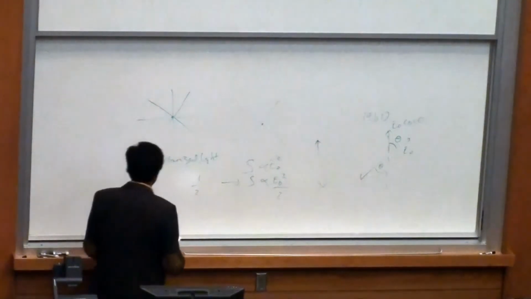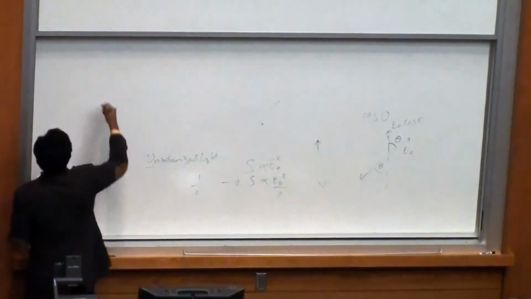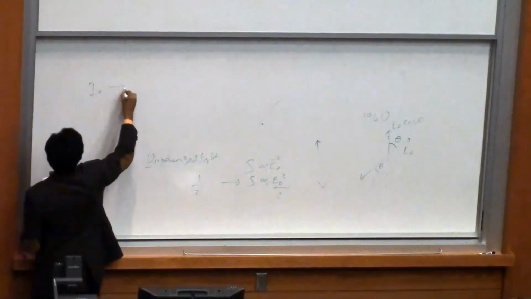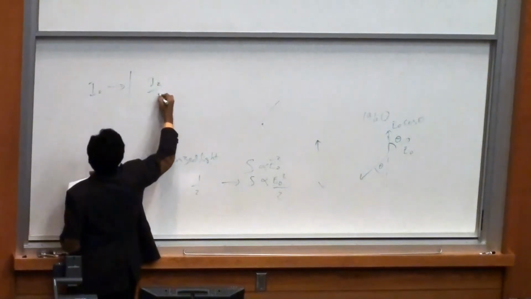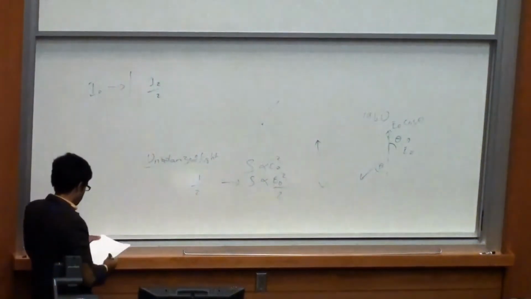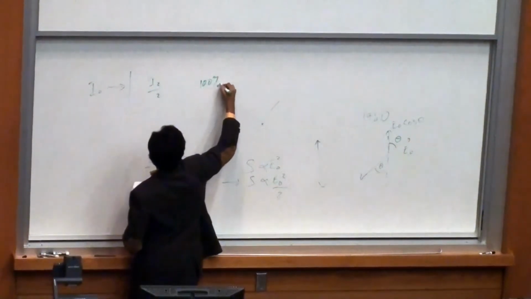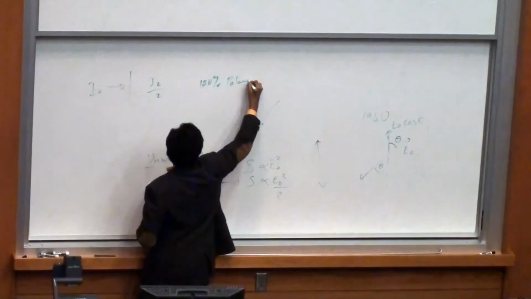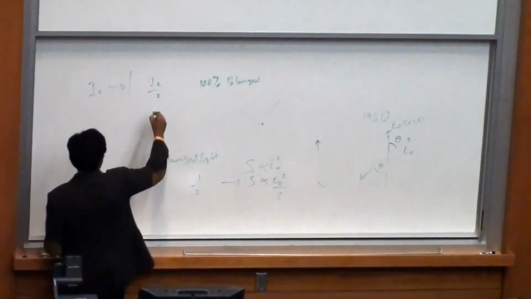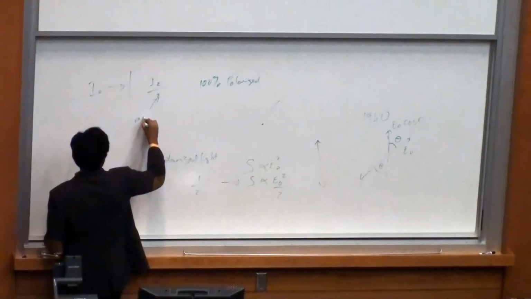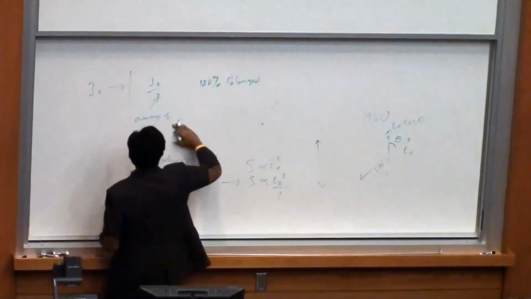And so for instance, we usually define I naught to be the initial intensity. So if I have I naught intensity going into the polarizer, what I would end up getting is I naught over 2 on the other side. And this is if it's 100% polarized. Again, this 1/2 is a result of the average of cosine squared theta.